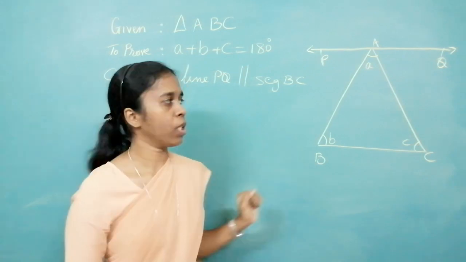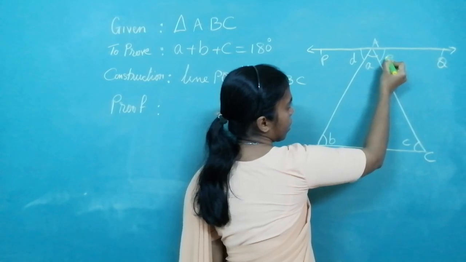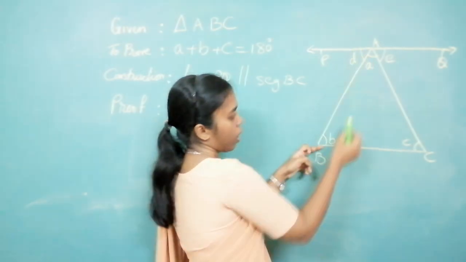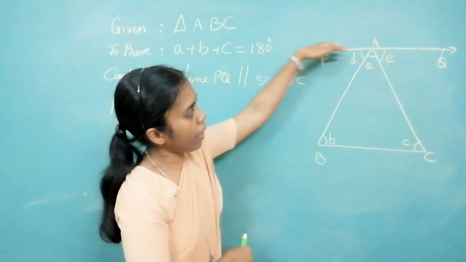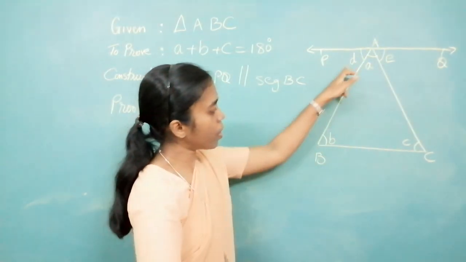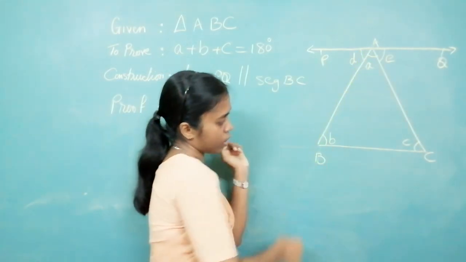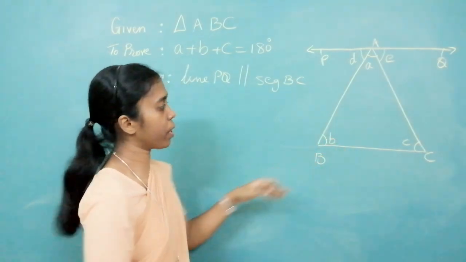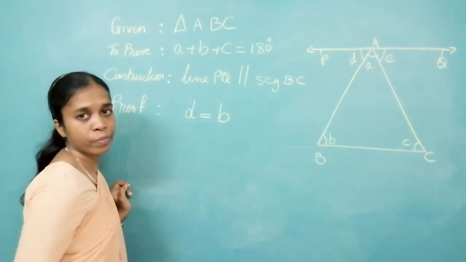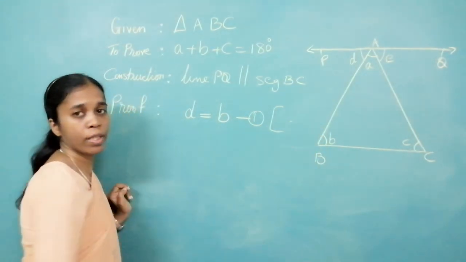This is my construction. Now I name this angle as D and this angle as E to help me to prove. Okay, now how do I prove it? I know these two are parallel, that is BC and PQ are parallel. So this is my transversal. So what can I say about D and B? I repeat, these are my parallel lines. This is my transversal. So what can I say about D and B? I can say that D equal to B. Why? Because this is my first equation. What is the reason? They are alternate angles.